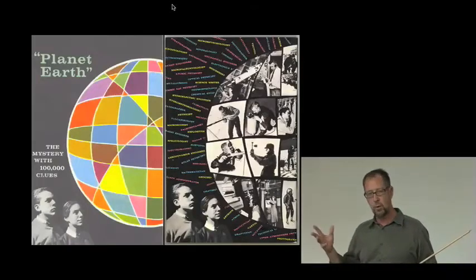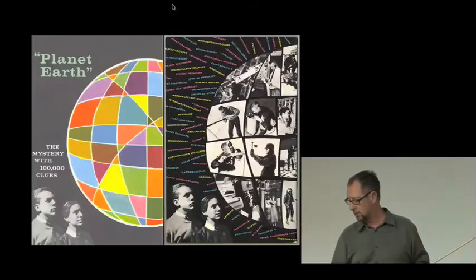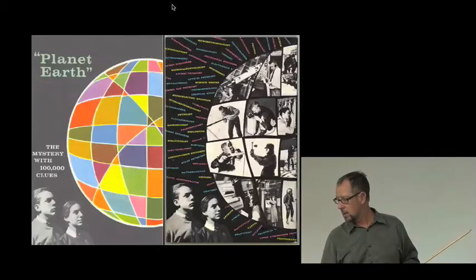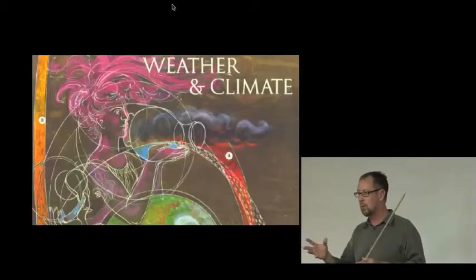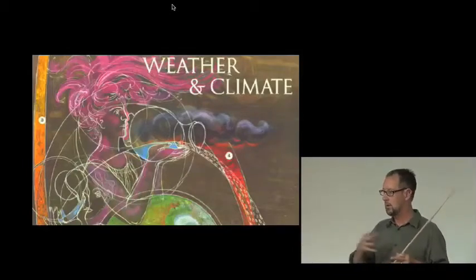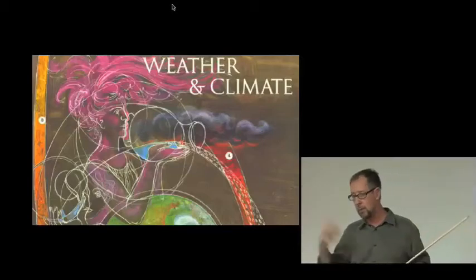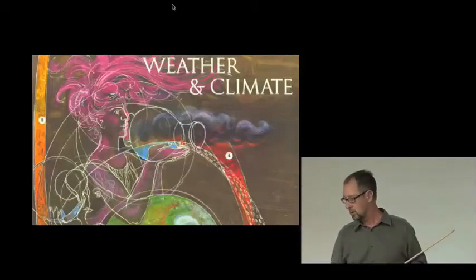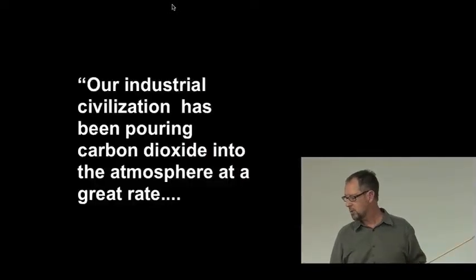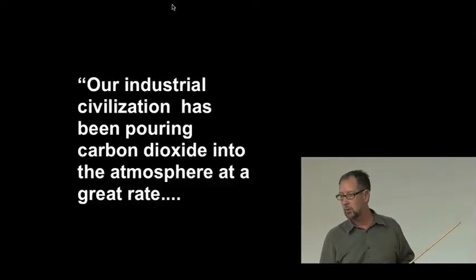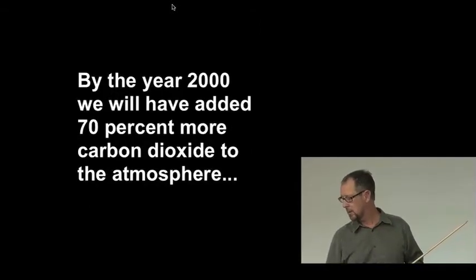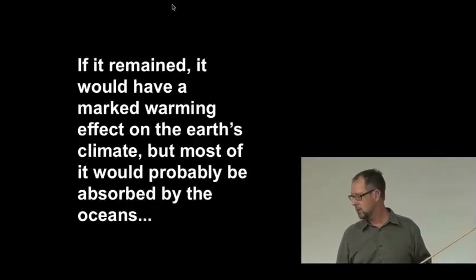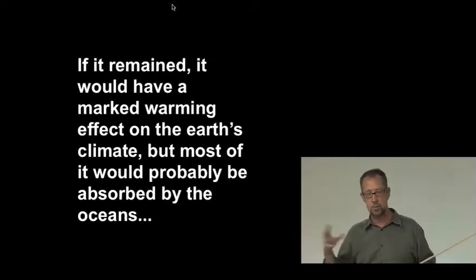And they're wonderful artifacts of the state of the science 50 years ago. And in the chapter on weather and climate, where they're talking about the greenhouse effect and the incoming shortwave radiation, and then the longer wave infrared being captured by water vapor, carbon dioxide, and so forth, they note that our industrial civilization has been pouring carbon dioxide into the atmosphere at a great rate. By the year 2000, we will have added 70% more carbon dioxide to the atmosphere. If it remained, it would have a marked warming effect on the Earth's climate, but most of it would probably be absorbed by the oceans. Now, today, we know that maybe 30% of it is absorbed by the oceans.